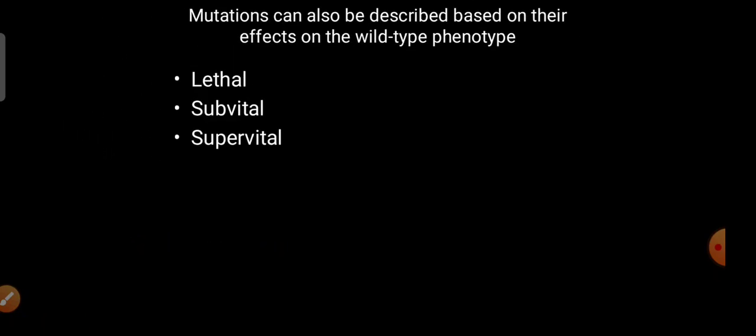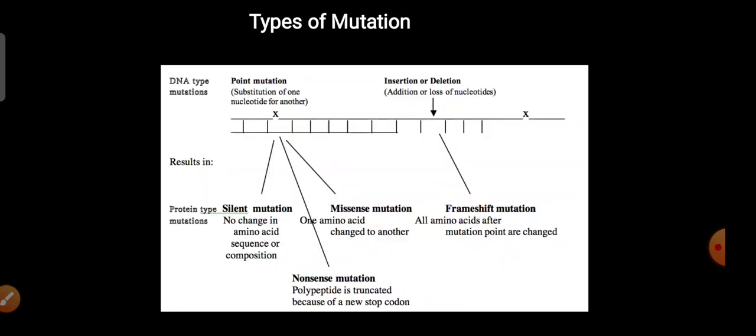Lethal mutations are those which result in the death of the cell or organism in which they take place. Subvital mutations are those in which the chances of survival of the organism become less, and supervital mutations are those in which there is improvement in the biological fitness of the organism under certain conditions. So depending upon the effect on phenotype, mutations may be lethal, subvital or supervital.